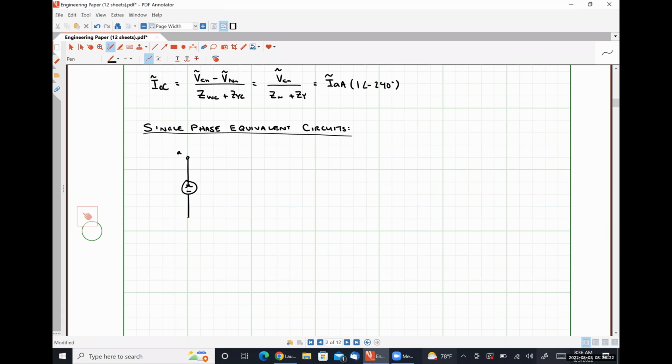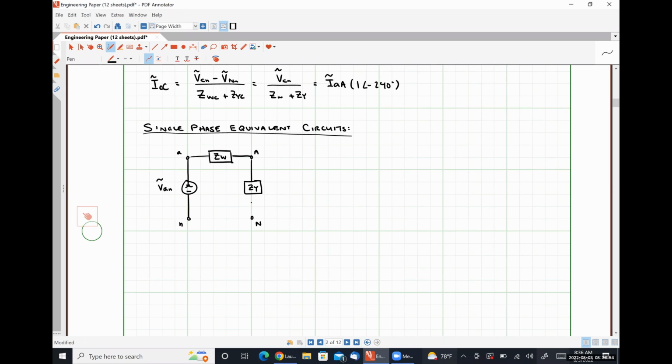So this is our voltage VAN. This is going to be our terminal uppercase A. This is going to be our terminal uppercase N. Over here is lowercase n. Between lowercase a and uppercase A, we have our transmission line impedance, ZW. Between uppercase A and uppercase N, we have our load impedance. This is going to be ZY.